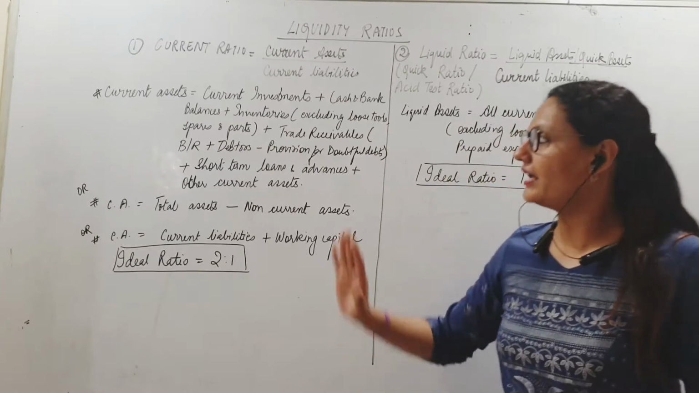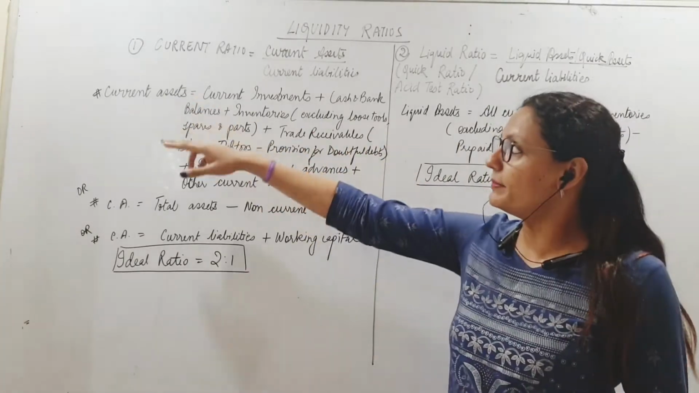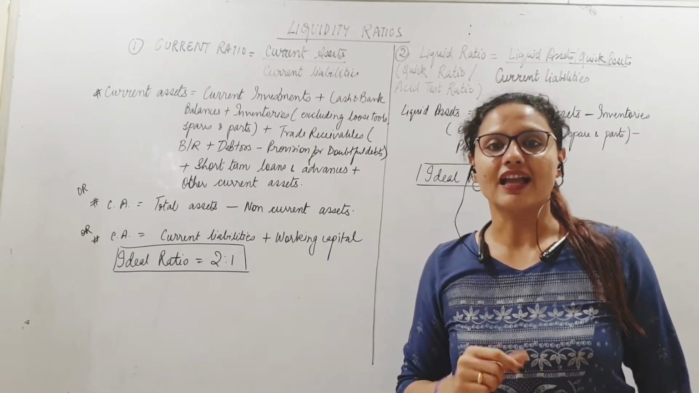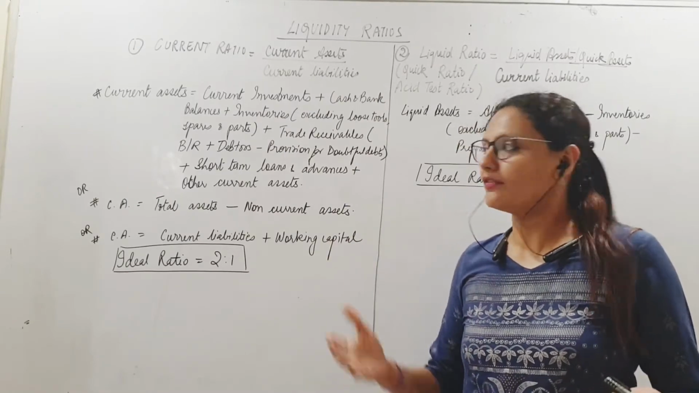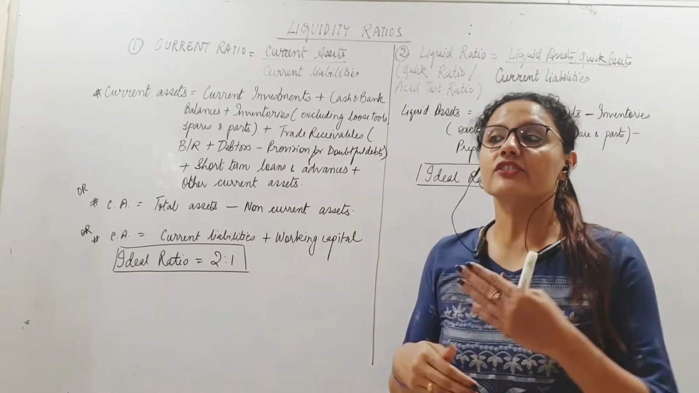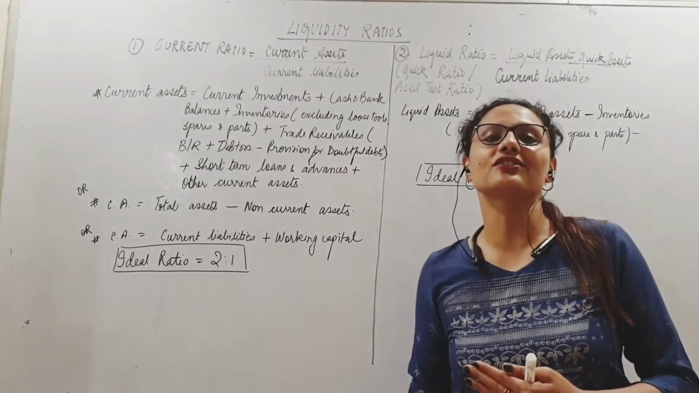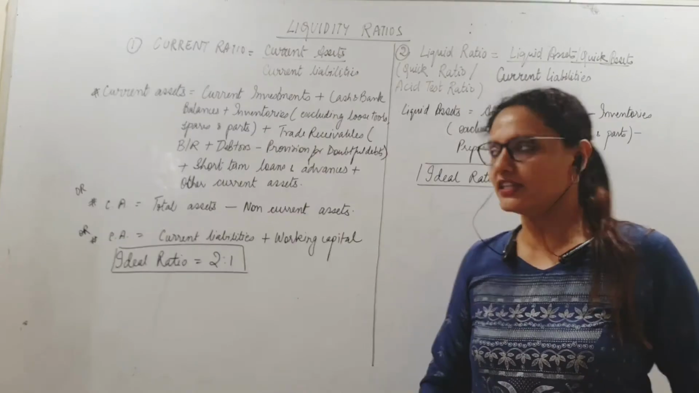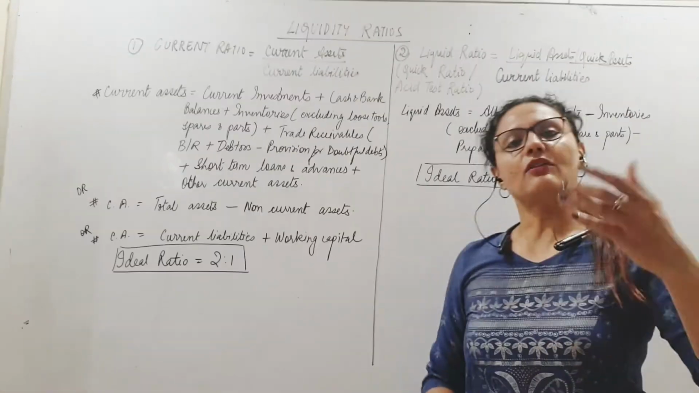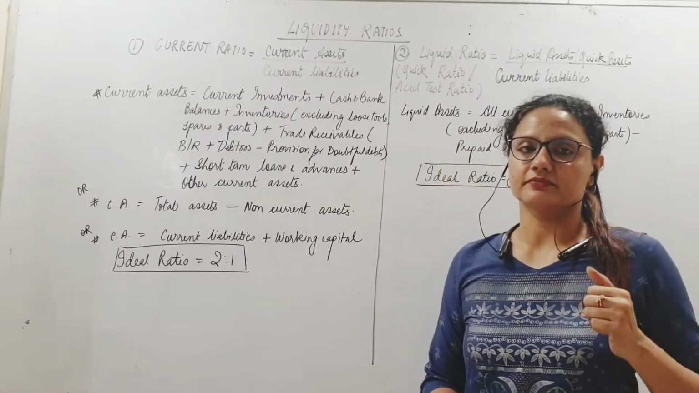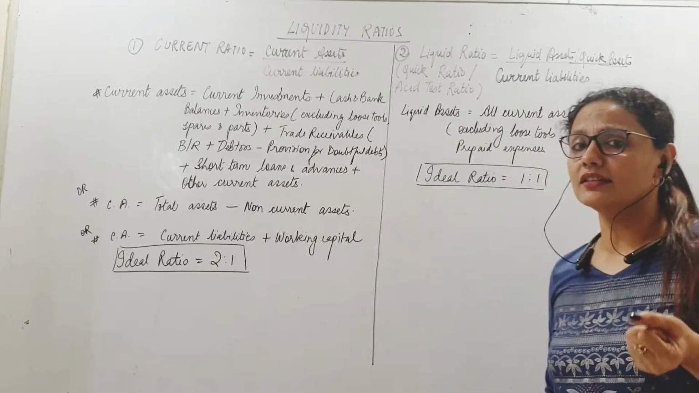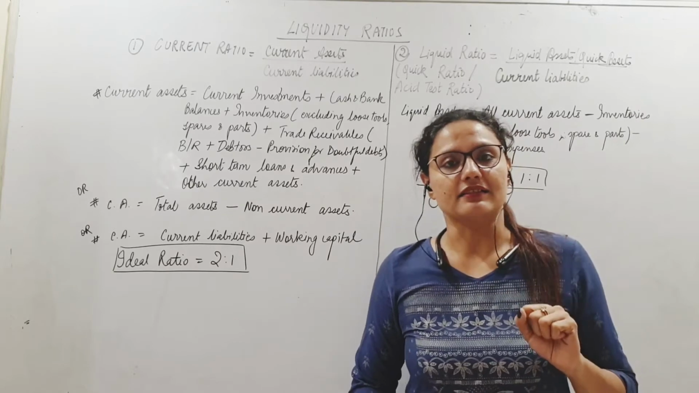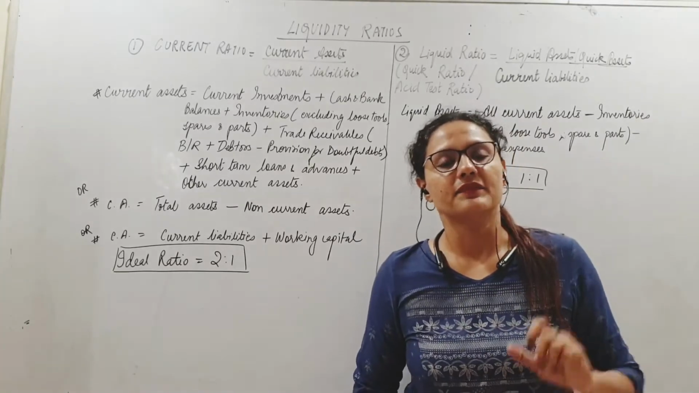Clear about it? I will not take it as current assets, because the objective of calculating current ratio is how much cash I have and how many assets do I have which I can convert into cash immediately to pay off the immediate liabilities. Clear about it? So we are excluding that. Now coming to trade receivables. Trade receivables include bills receivable and debtors.